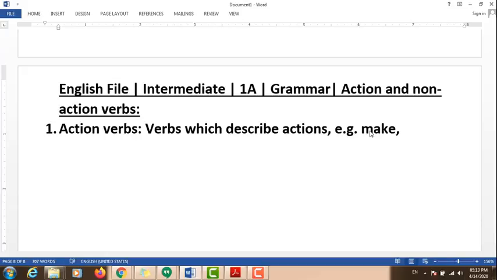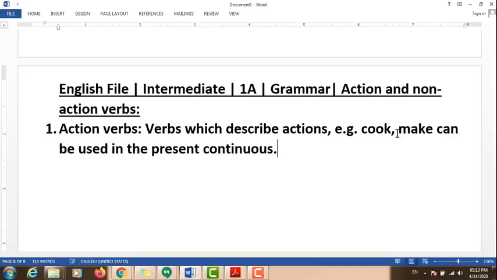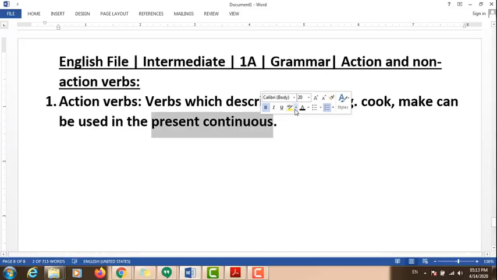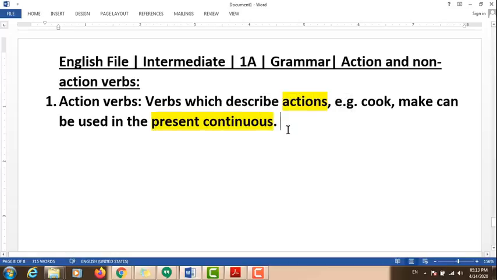Make, cook has a physical action. Make has a physical action. These can be used in the present continuous. First thing first. Okay, so be careful guys. Verb which shows an action. What kind of action? Physical action. Okay, they're used in past tense, present continuous. Like, for example, you cannot use them in present, we use them in present simple.